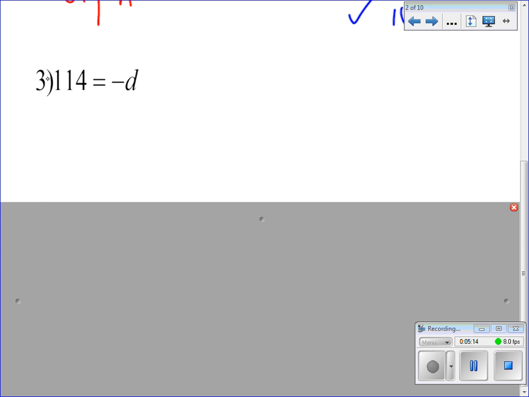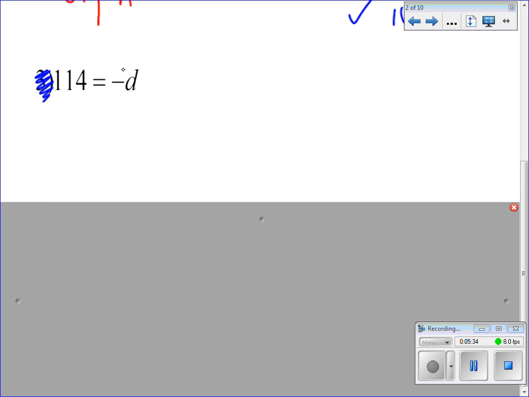Okay, we have 114 equals negative d. Now this one's kind of tricky because at first glance, you look at it and you say, well, it's already solved. D has to equal negative 114, or d has to equal 114. But it's not quite there.